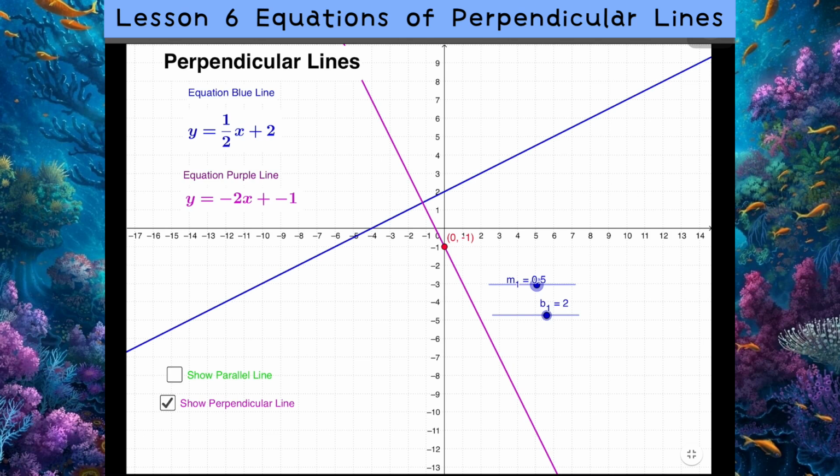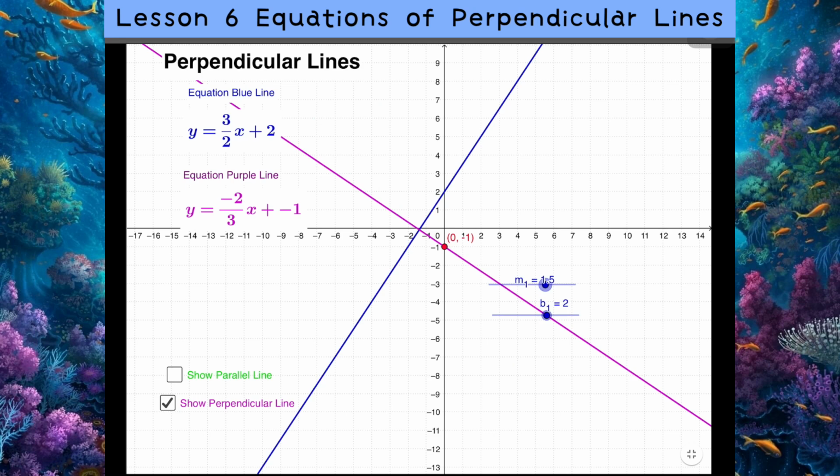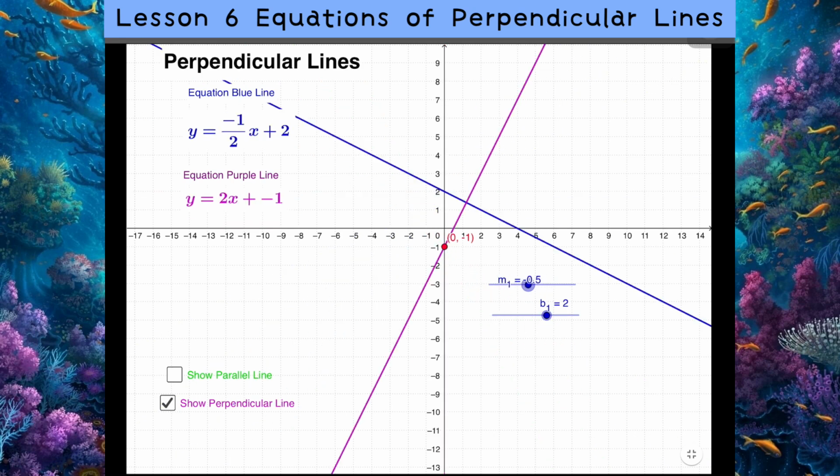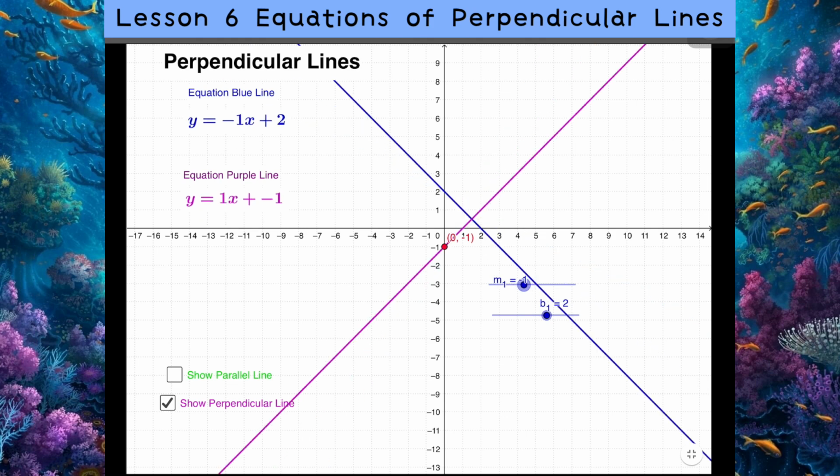What if I change my gradient now? You focus on only the gradient. You see the gradient, if I change to this, negative 1 over 2, the other one becomes 2, right?